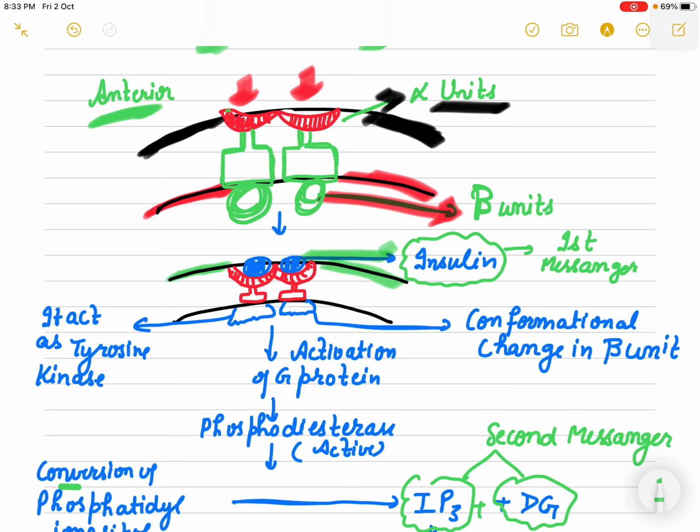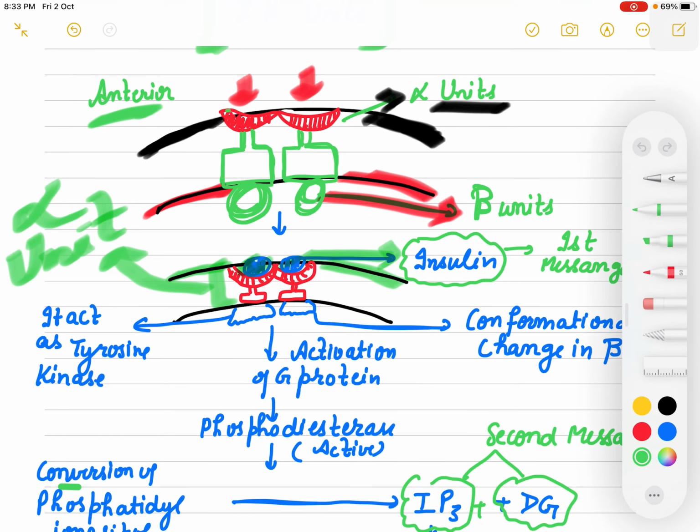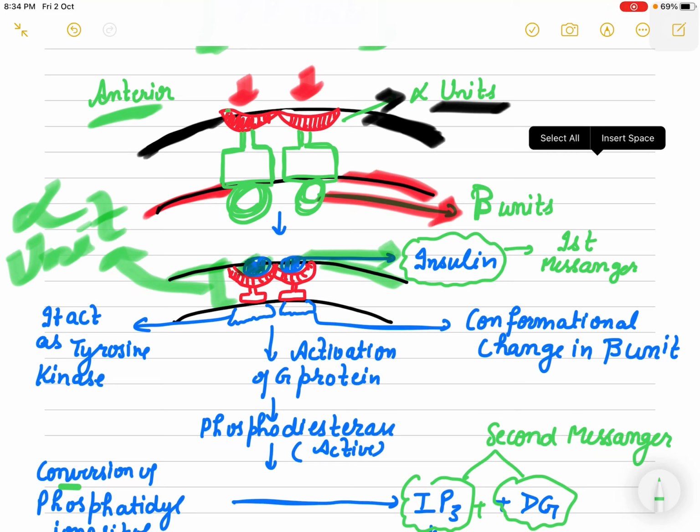Now this is the membrane, right? And the insulin is released. As you can see, this insulin is released, and it binds to the alpha unit. Insulin is the first messenger. So it binds here on the alpha unit. Now what is present on the inner side? This is the beta unit, right?